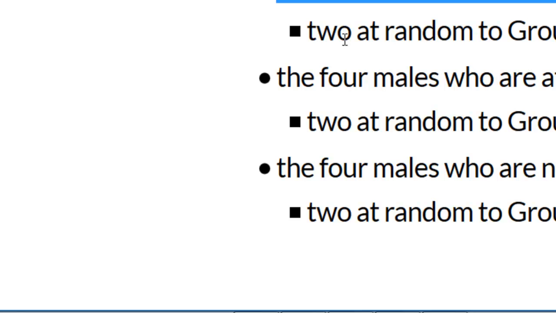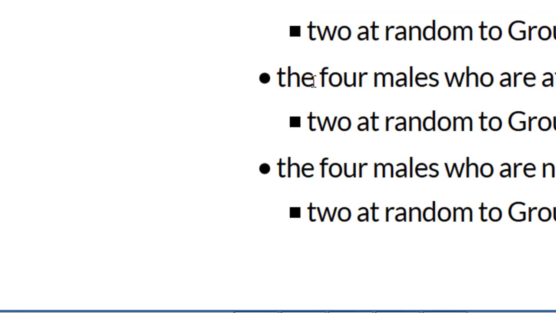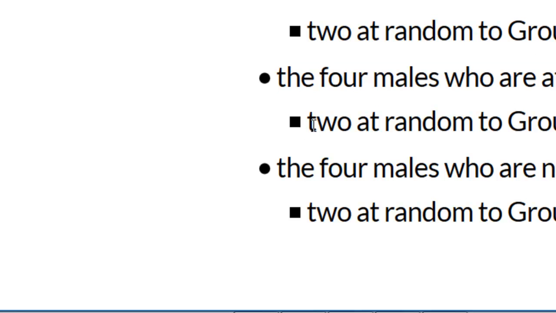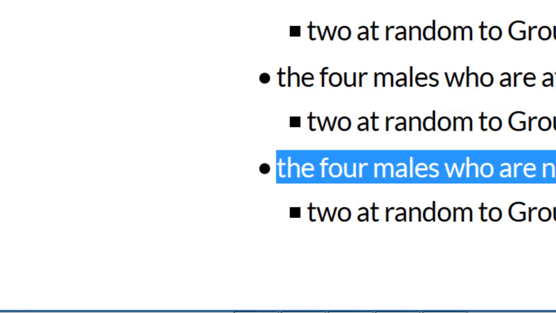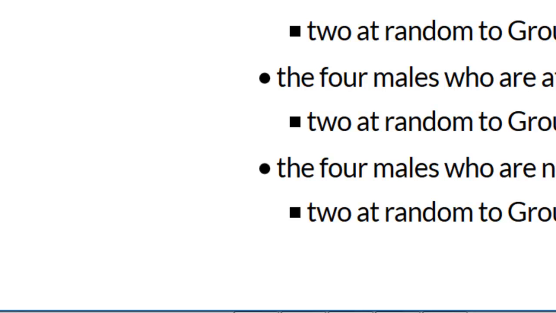So for the second block, 2 will go at random to group A, and the other 2 will go to group B. For the third block, 2 of those guys will go at random to group A, and the other 2 will go to group B. And then in the final block, 2 of those guys will go at random to group A, and the other 2 will go to group B. That's a blocked randomized design applied to these subjects.